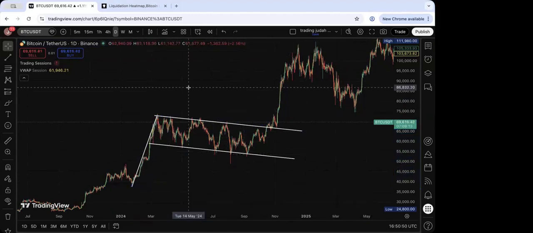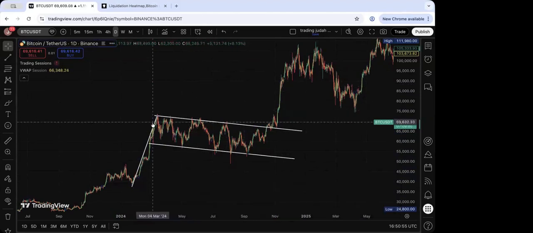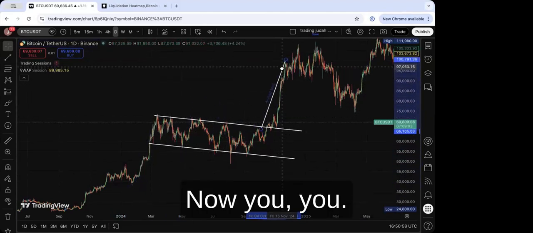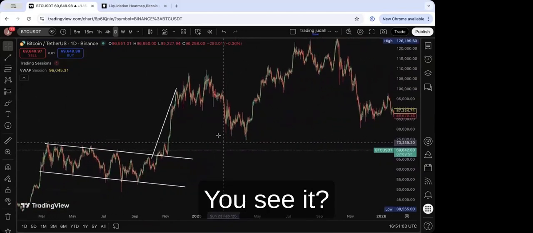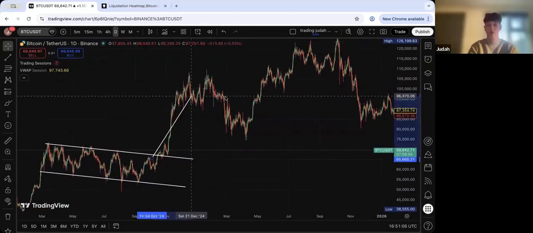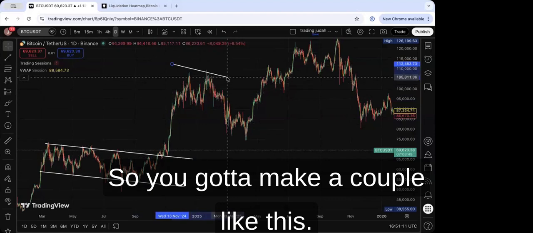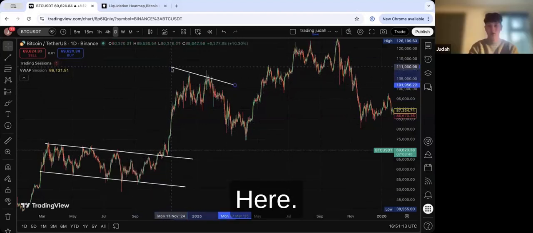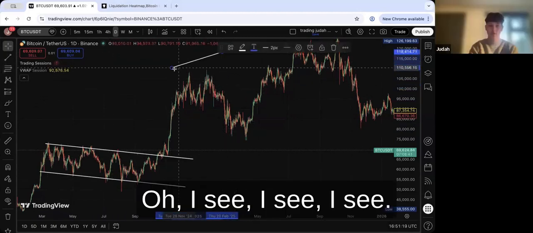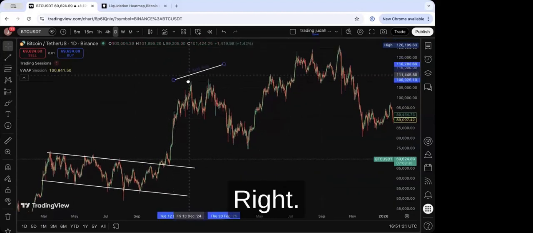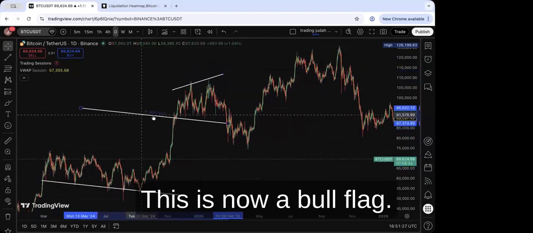Now watch this. You're going to see the same thing happen here. Bring that pole back up. What we see here is a bear flag. There's a channel going up. First put the pole on the side, and make it going the other way. Oh, I see. Yes. Now the other channel. Watch this. This is now a bull flag.